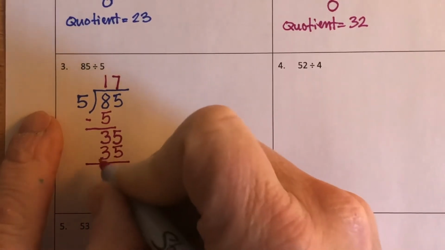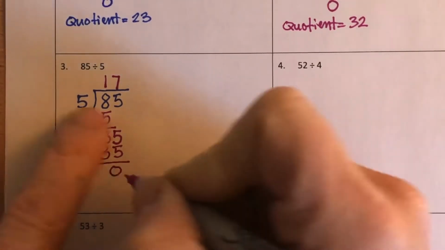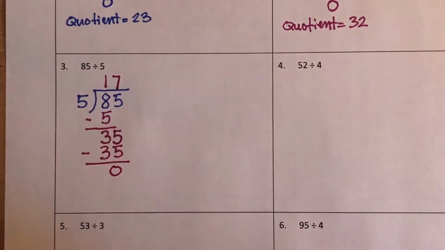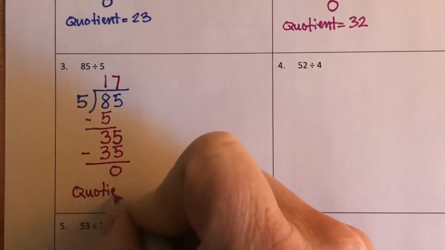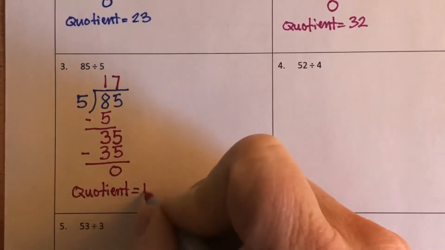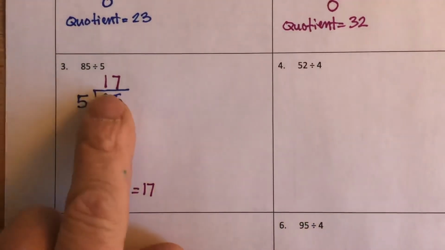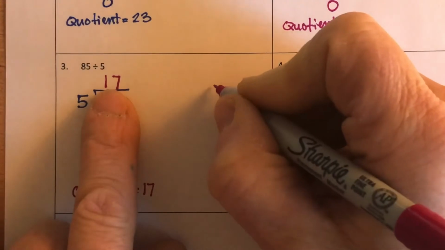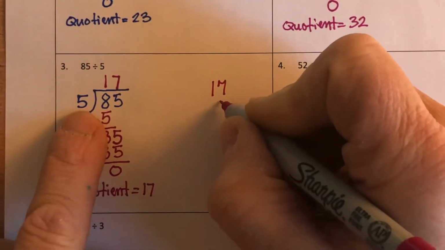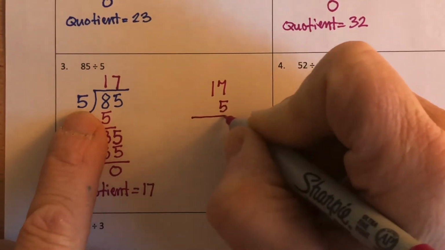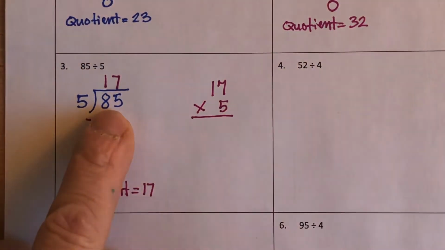Then I subtract it. I get 0. So it looks like my quotient is 17. So I write down quotient, Q-U-O-T-I-E-N-T, equals 17. Now I check with multiplication. Start with my quotient, 17, multiply it by my divisor, which is 5. See if I end up with 85.